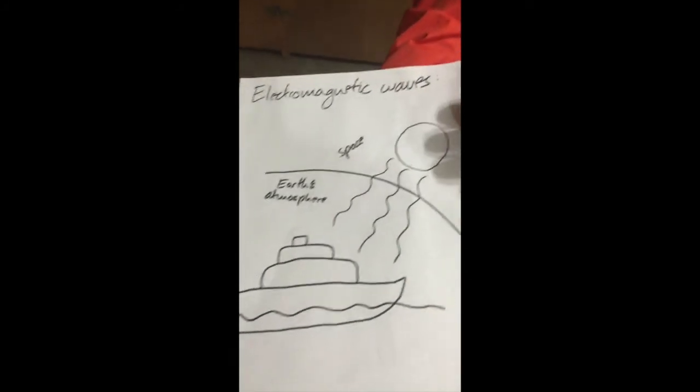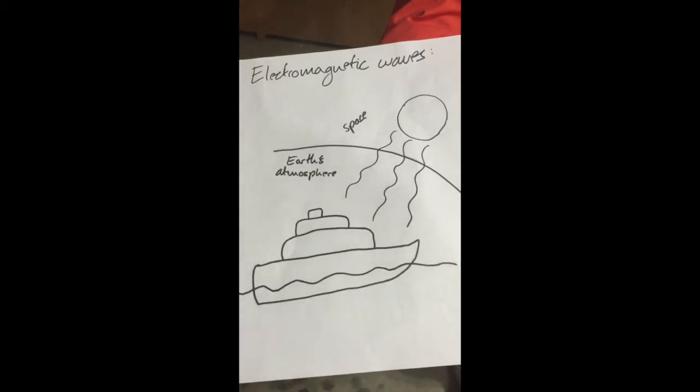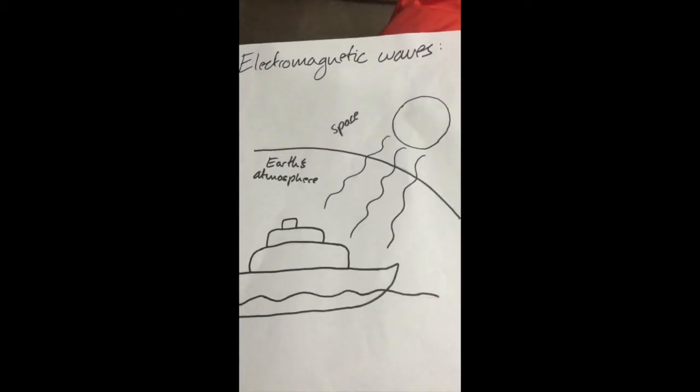An electromagnetic wave is a wave that requires no medium to travel through. An example of this is the sun radiating waves upon the cruise ship as it is going through space to the Earth's atmosphere, requiring no medium to travel through whatsoever.